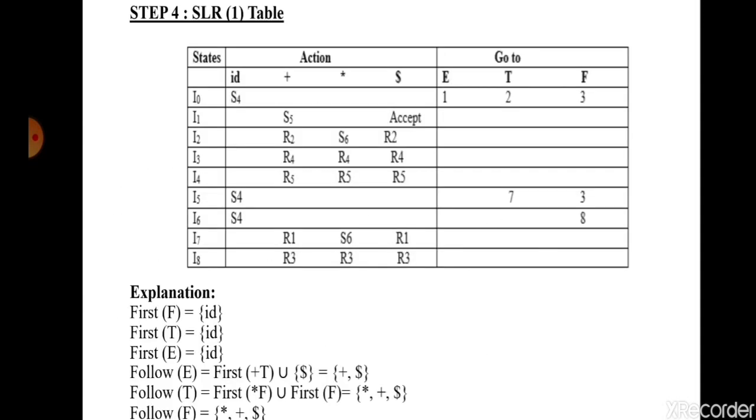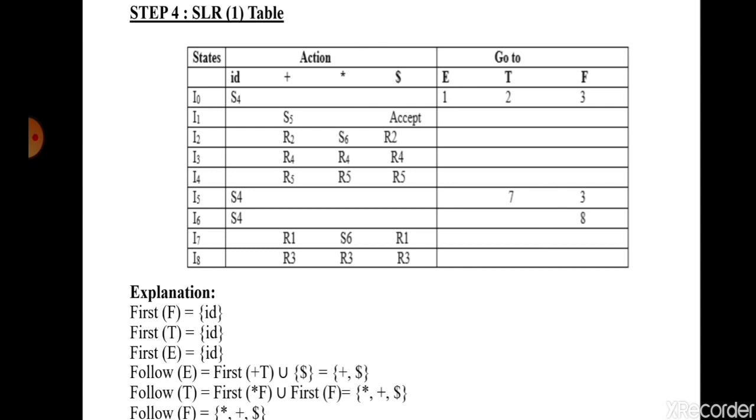After this, we can construct the SLR parsing table. In the SLR parsing table, there are two parts: one is action and another one is goto. The action consists of two actions, shift and reduce. By using these two actions, we are going to prove whether the given input string is accepted or an error. Shift is represented by capital S and R represents the reduce operation.